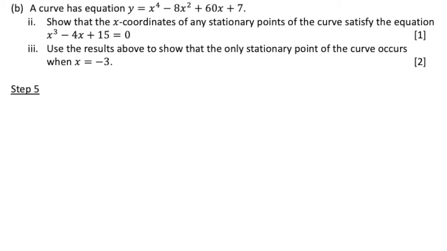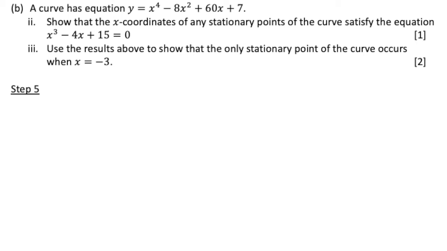I've rubbed out part 1 of the question just to give myself enough room. I've left part 2 up so you can refer to that. Part 3 asks us to show that the only stationary point of the curve occurs when x equals -3.